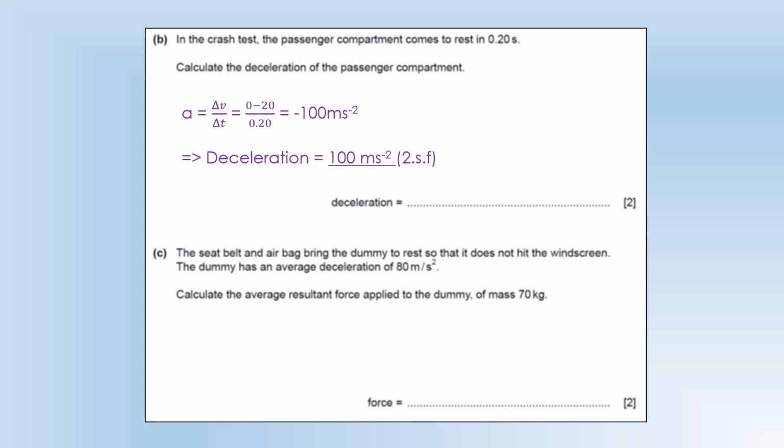The seatbelt and airbag bring the dummy to rest so that it does not hit the windscreen. The dummy has an average deceleration of 80 meters per second squared. Calculate the average resultant force applied to the dummy of mass 70 kilograms. Well, F equals ma, sometimes referred to as Newton's second law, is how we calculate resultant force using mass and acceleration. We know the mass, we know the acceleration, so the force must be minus 5,600. It's minus because it's acting against the motion of, in this case, the dummy.